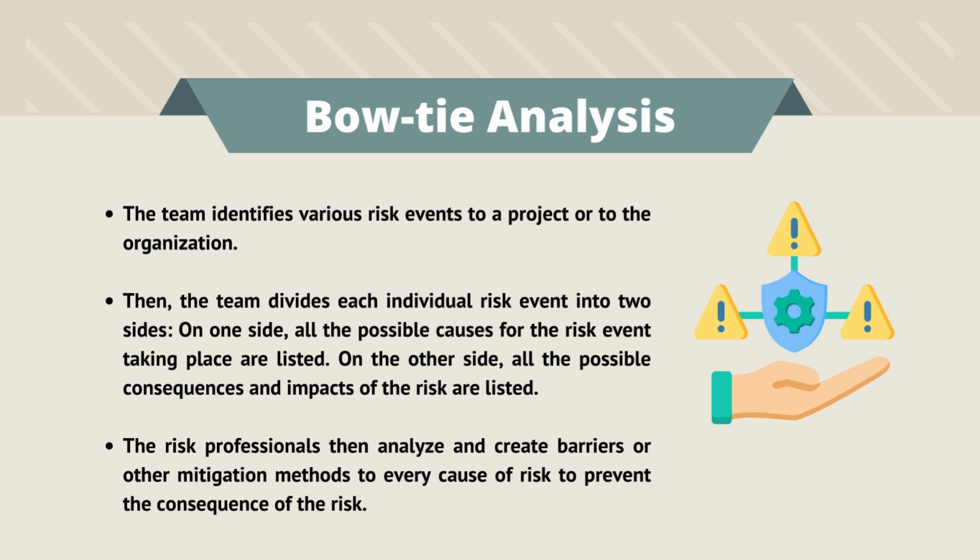First, the team identifies various risk events to a project or to the organization. Then, the team divides each individual risk event into 2 sides. On one side, all the possible causes for the risk event taking place are listed. On the other side, all the possible consequences and impacts of the risk are listed. Then, the risk professionals analyze and create barriers or other mitigation methods for every cause of risk to prevent the consequence of the risk.